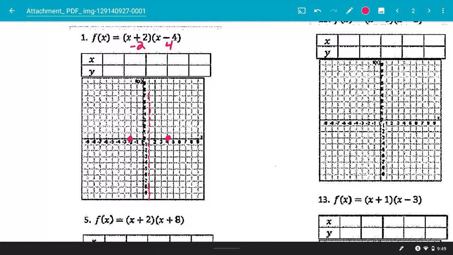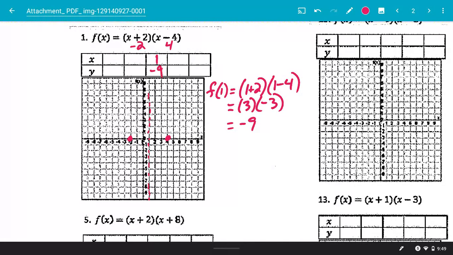So I'm going to put that in the middle here, 1. So I need to find f of 1. So I got 1 plus 2 times 1 minus 4. 1 plus 2 is 3. 1 minus 4 is a negative 3. 3 times a negative 3 is a negative 9. So plot that point, negative 9.